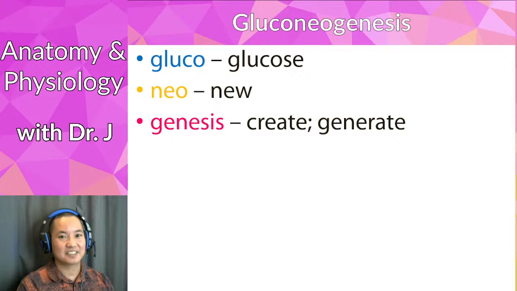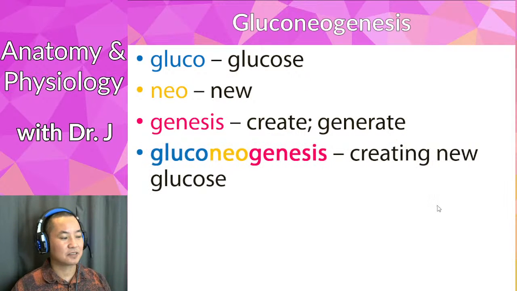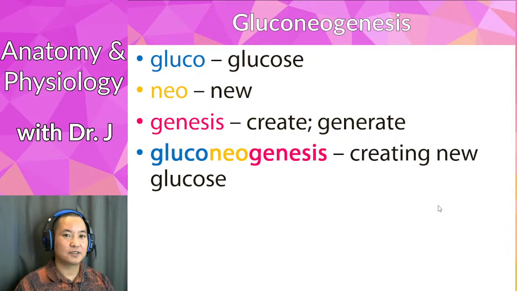So genesis is generating something. So if you put these three root words together, what are you doing? You're generating new glucose. And that's what gluconeogenesis is. It's creating new molecules of glucose. So it's not like breaking down glycogen. It's actually synthesizing and making an entire new structure of glucose.